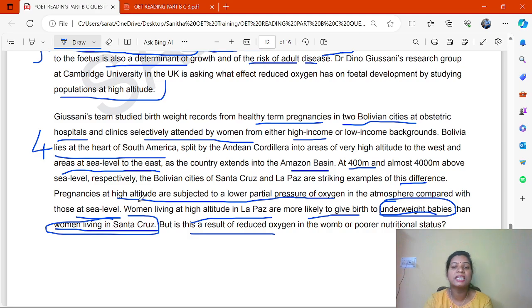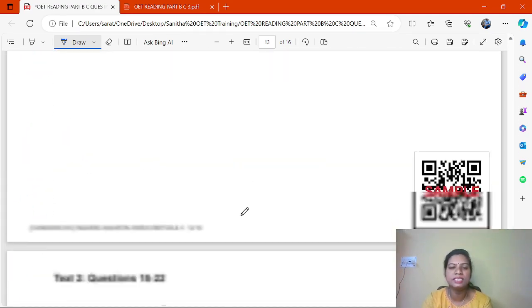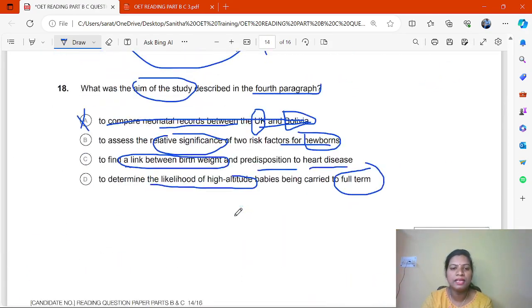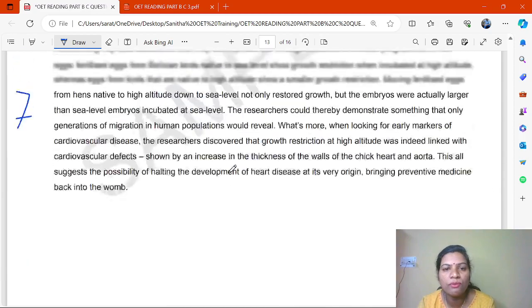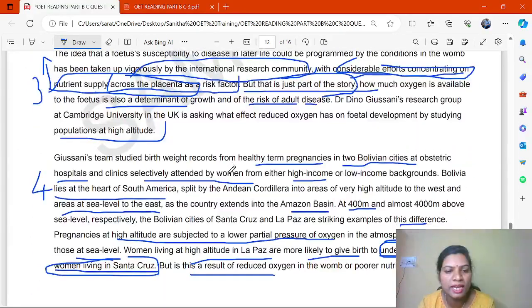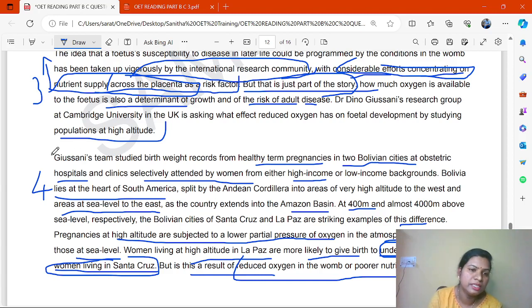Okay, that means it is comparing, to assess the relative significance of two risk factors for newborn. So why are they assessing this? But this is a result of reduced oxygen in the womb or poor nutrition status. Okay, we can read once more from the initial part.